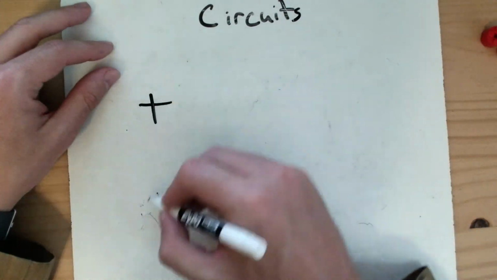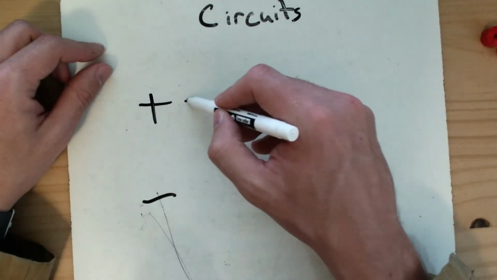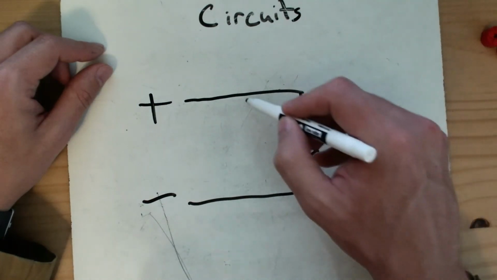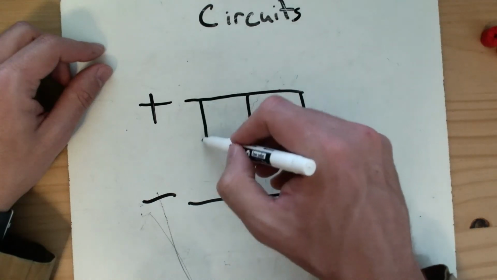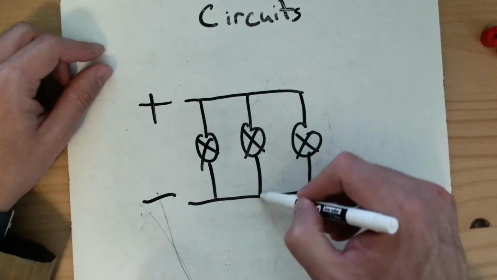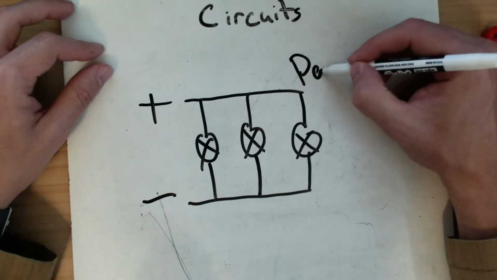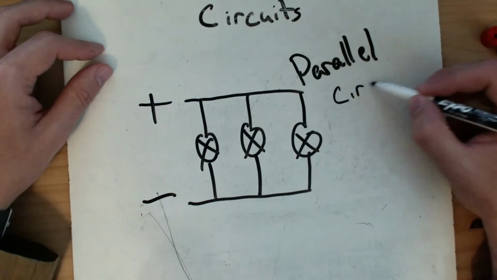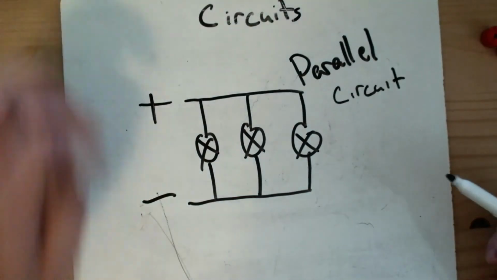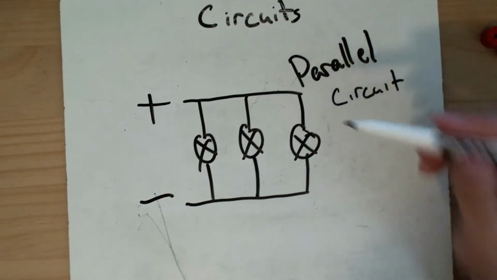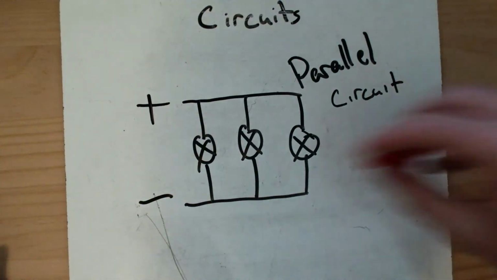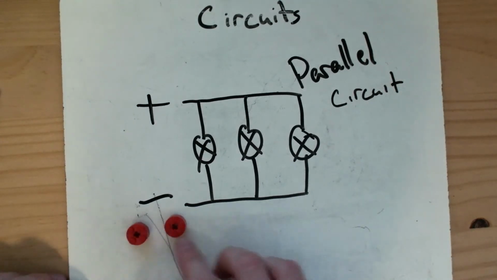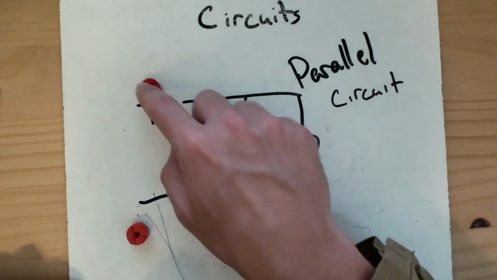Let's go ahead and take the same elements. I've got the positive side, I've got the negative side, I've got my circuit, and instead of hooking them up in series, I can hook them up in what's called parallel. This is a parallel circuit. Now let's go ahead and kind of check with our electrons and see if we can still make this work. So if I've got my electrons, I'm going to start them on the negative side, really doesn't matter. Can electrons flow through here?